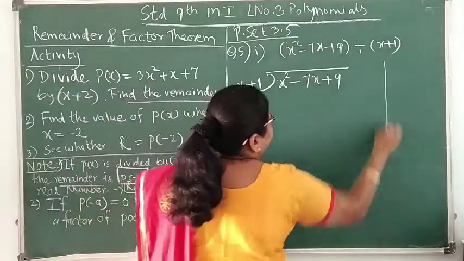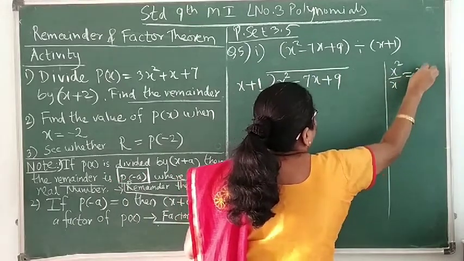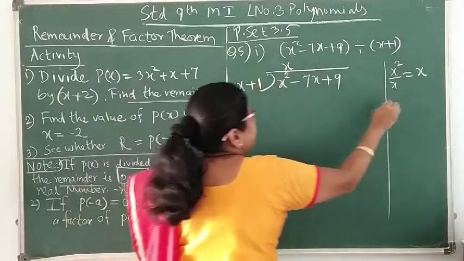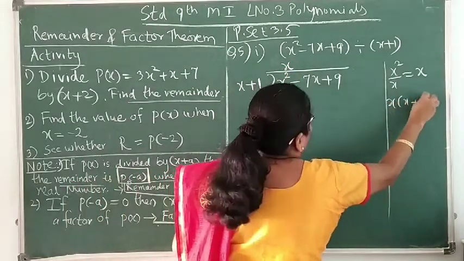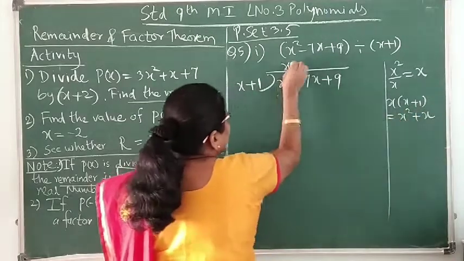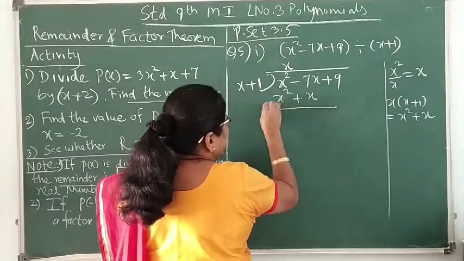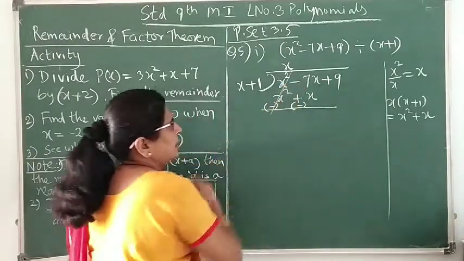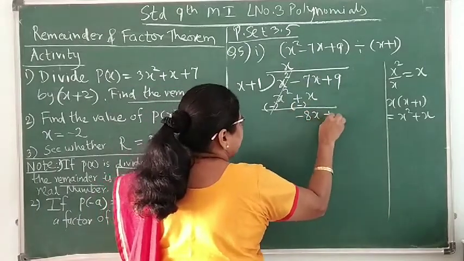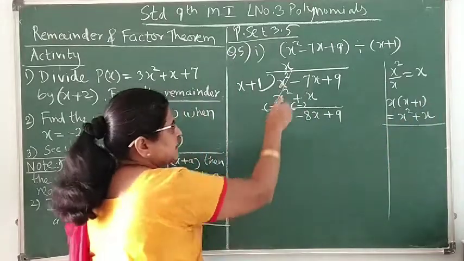So if the first term x square is divided by x, what will you get? The quotient is x, which we copy down here, and now multiply x with x plus 1. We get x square plus x, which you copy. Subtraction, changing the sign, x square will get eliminated. Minus 7x minus x, you get minus 8x plus 9. Now here one step is over.